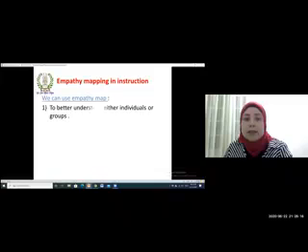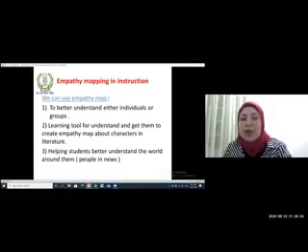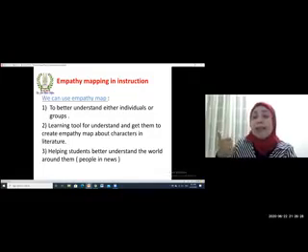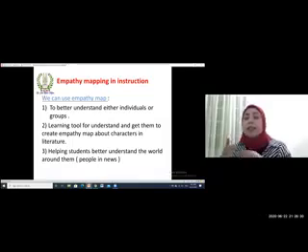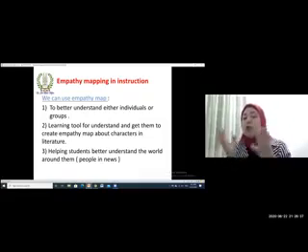Yes, this is empathy mapping, the usage of empathy mapping in instruction. How can I use empathy mapping in instruction? How can I use it? Number one, to better understand either individuals or groups. Yes, you can design this empathy mapping for one student or for a group of students.